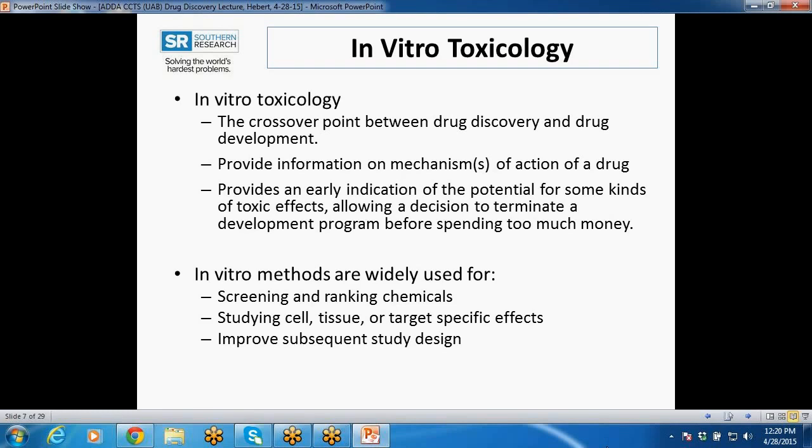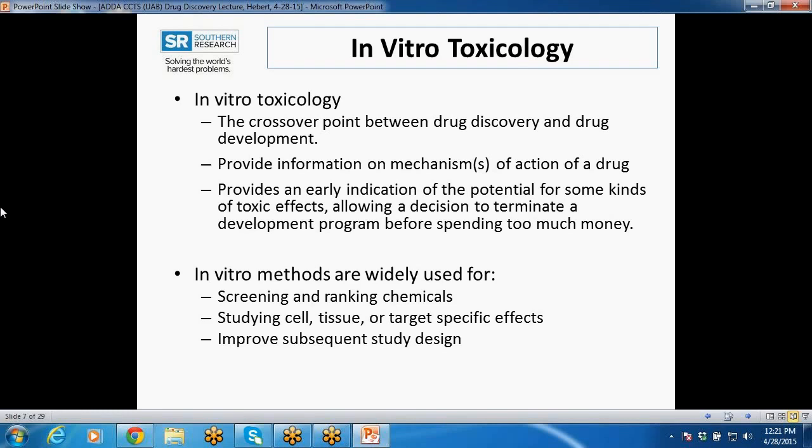One of the things that in vitro toxicology can do is it can help you provide information on the mechanism of action of your drug. A lot of times when you're developing a drug in the early discovery stages, you see that it seems to work, but you may not know why. And so in vitro toxicology can help you design studies to get a better handle on how your drug is doing what it's doing. I'll give some examples of that in a little while. But it also can provide an indication for you of what you might expect to see once you get into your in vivo testing. And sometimes it allows you to, and this can't be emphasized enough, make a decision to terminate that development program before you spend too much more money.